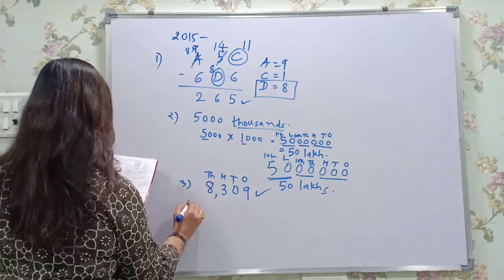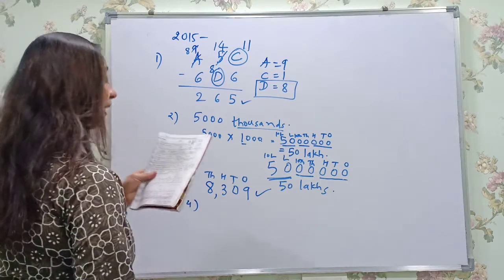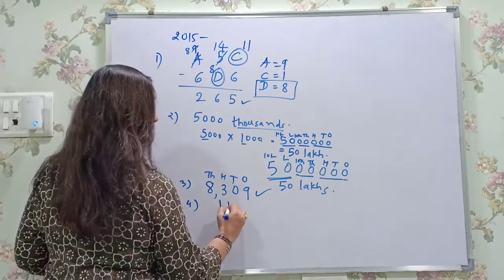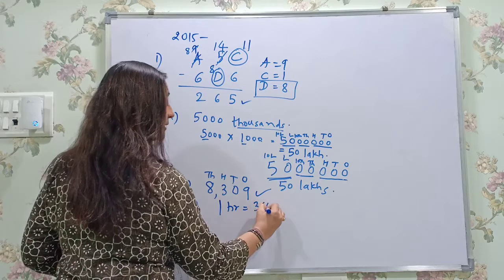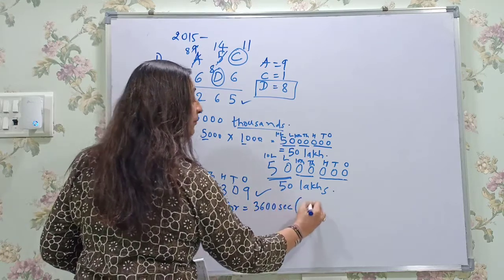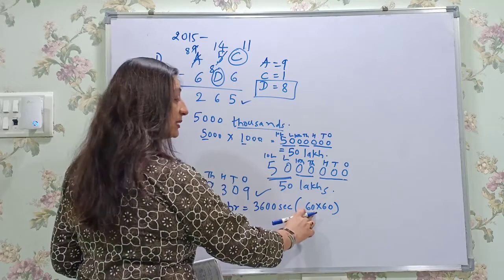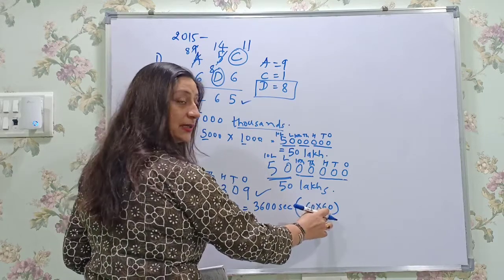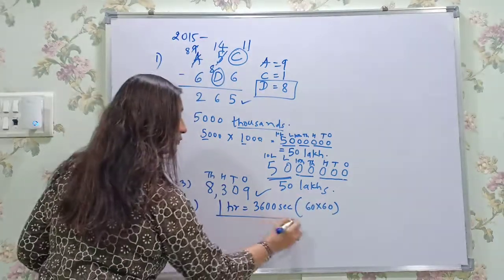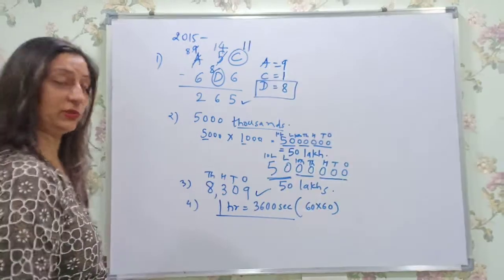Sum number 4. How many seconds are there in 5 hours? 1 hour has 3600 seconds. How, kids? 60 into 60. 1 hour is equal to 60 minutes and 1 minute is 60 seconds. So you have to learn this by heart: 1 hour is 3600 seconds.